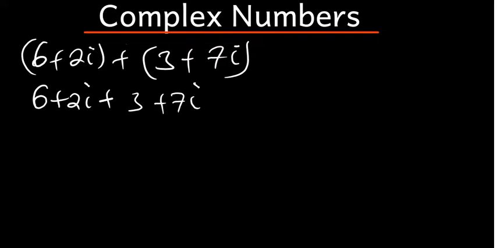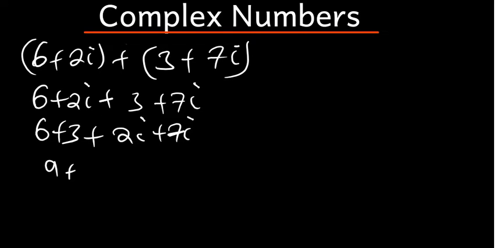Now I need to get the real part on its own and the imaginary part on its own, and then I add them. So what I'm going to have, guys, is 6 plus 3 plus 2i plus 7i. Then what I'm going to end up having here is 9 plus 9i, meaning this is my final answer.